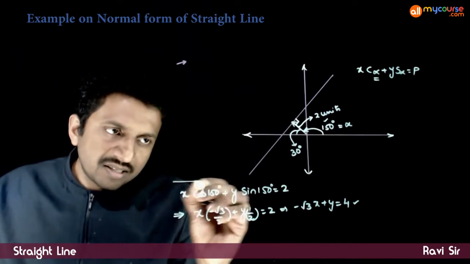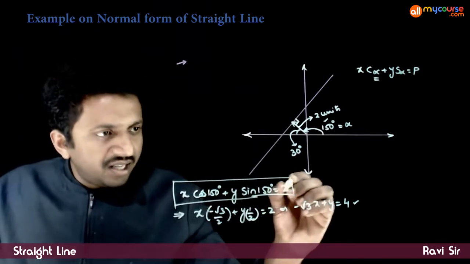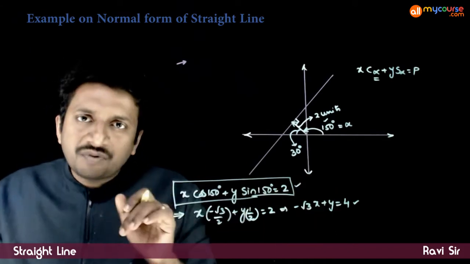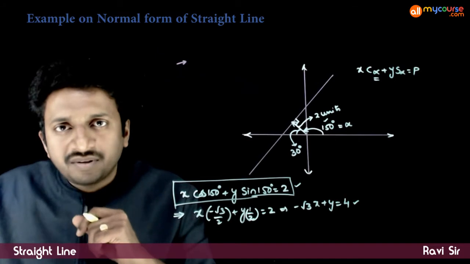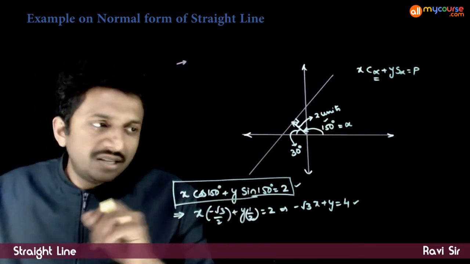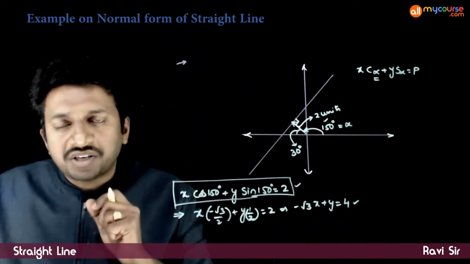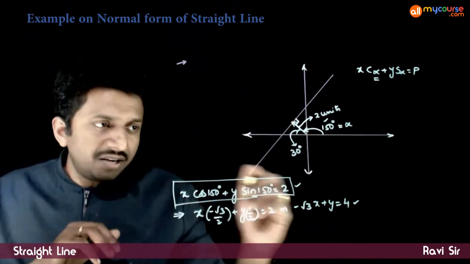So this is the normal form of this line, if the equation is left in the form x cos something plus y sin something is equal to p. This is called the normal form of the straight line. This is the general form of the straight line. So if you're asked to find the normal form of the straight line, you have to leave it here.